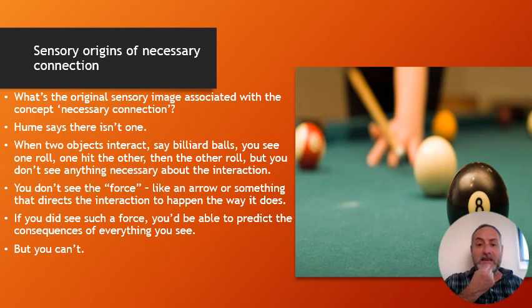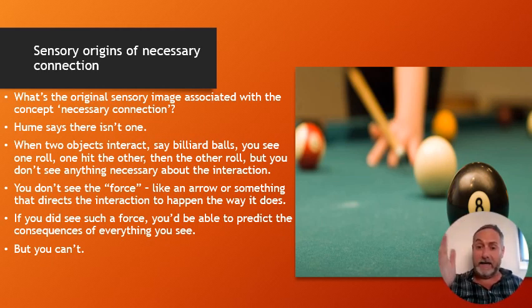So what could be the original sensory image from which we get this concept of necessary connection? And Hume says there isn't one. For example, you might be wondering when do we invoke necessary connection? Like billiard balls. I hit a ball, and if I know the physics and the math and the forces involved, I should be able to predict where that ball will go. If science is good for anything, it's predicting those sorts of things.